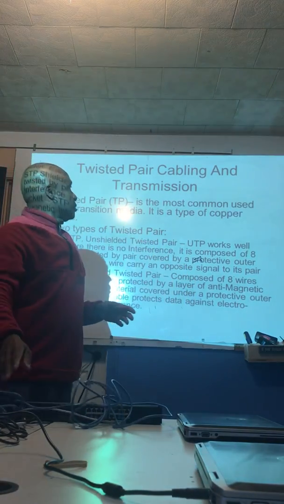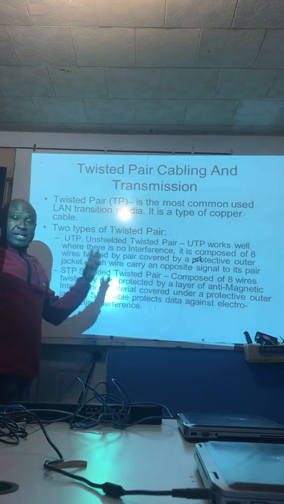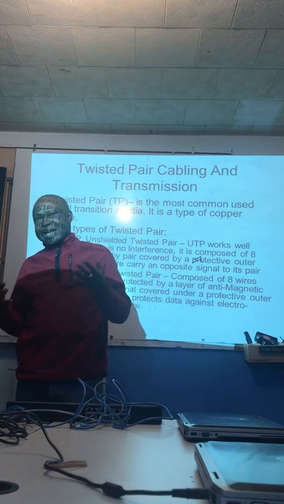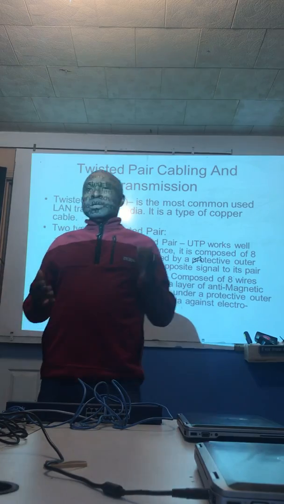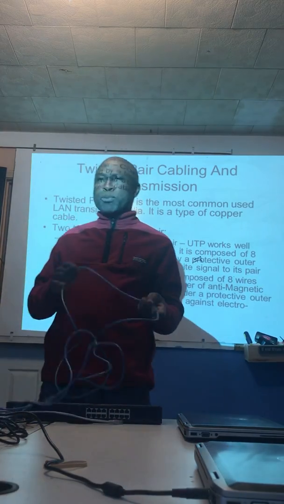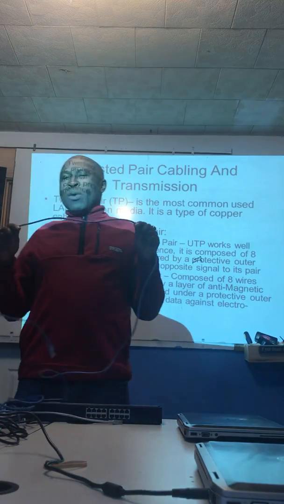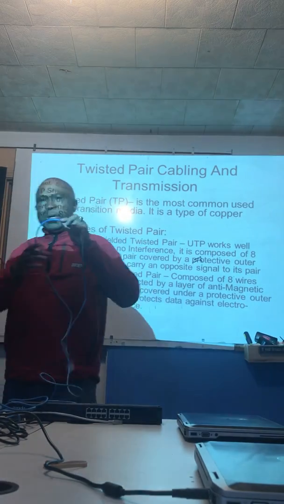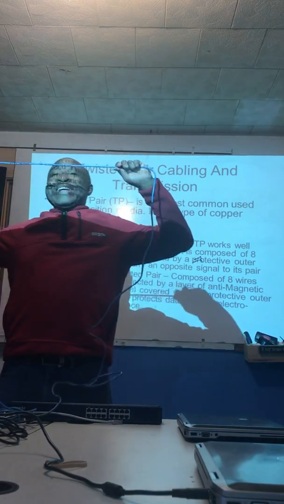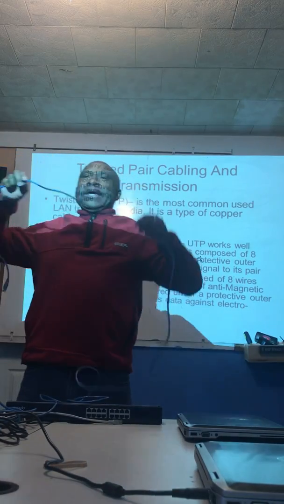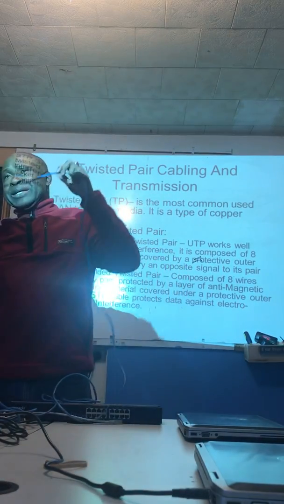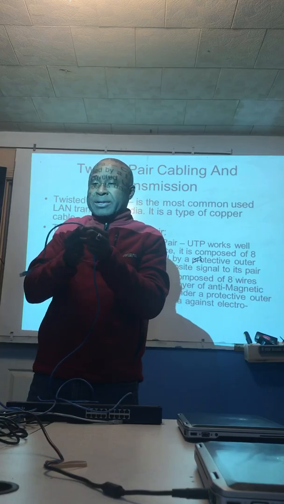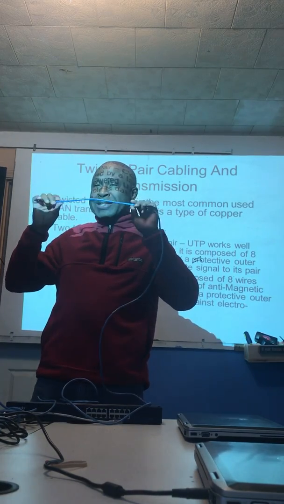However, there are 2 types of twisted pair cable. And as a computer technician, as a network technician, as an IT professional, this is the most important thing in that slide. I want you to understand that there are 2 types of twisted pair cable. A twisted pair cable is a cable that has 8 wires inside, twisted in pairs. That means there are 4 pairs of wire inside this cable, and they have that jacket that provides protection to the wires inside the cable.